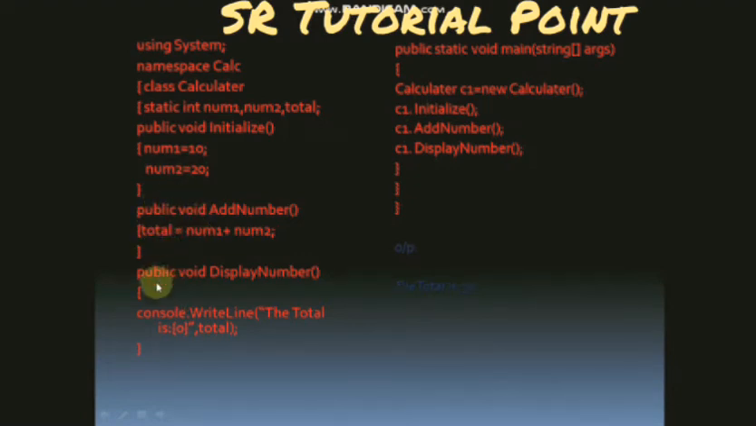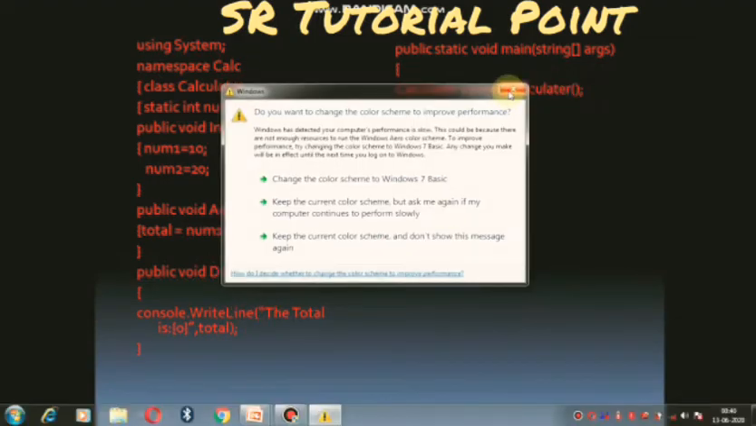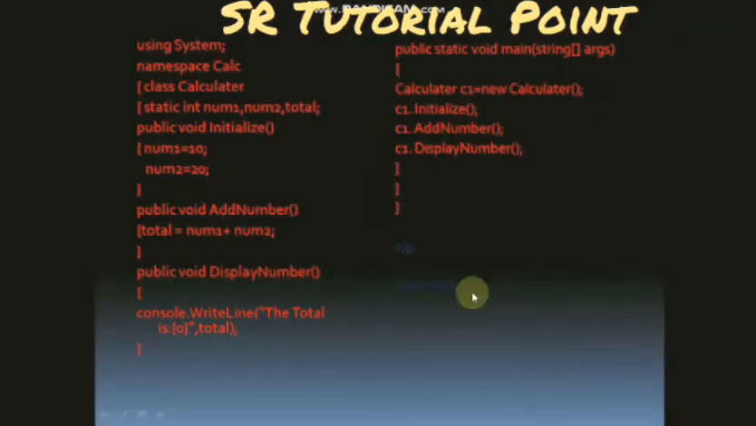After that, I gave public void DisplayNumber. DisplayNumber is a function. Inside that, I gave Console.WriteLine. Console.WriteLine is used to print the values on the output screen. Then I gave comma total. Whatever variable I give here, its value will be displayed in the output. Then public static void Main, string arguments.